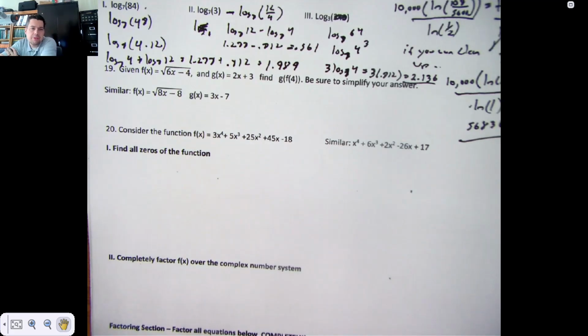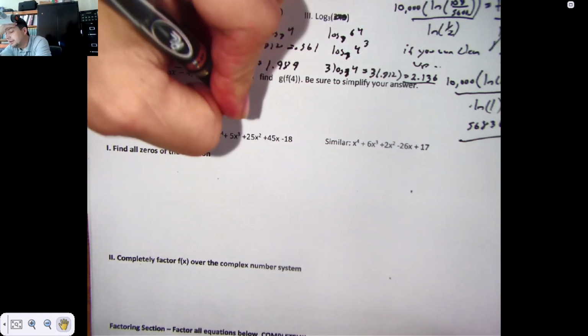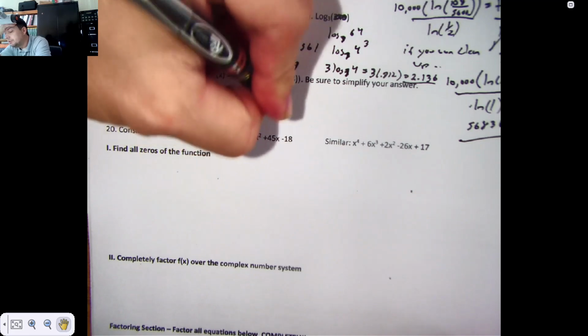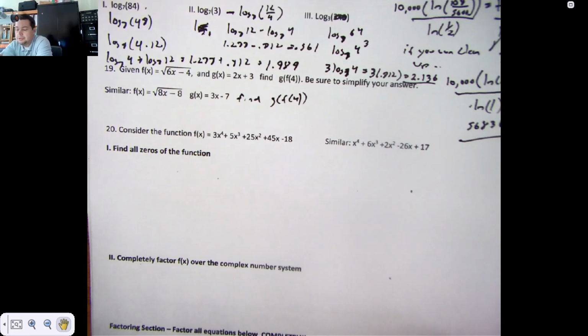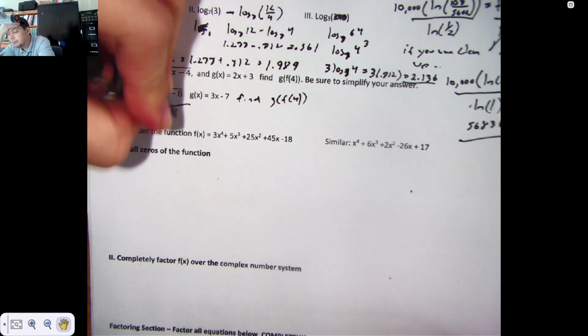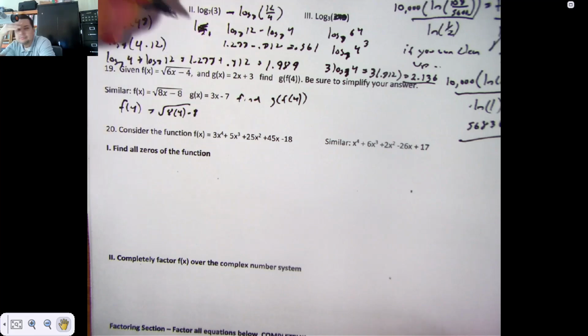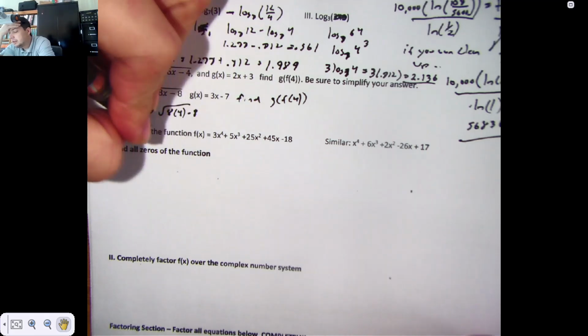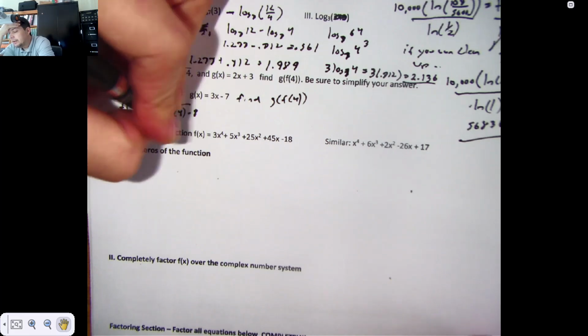19, a similar question: f of x is the root of 8x minus 8, g of x is 3x minus 7. We're still going to find g of f of 4. So f of 4 would be the root of 8 fours minus an 8. 8 times 4 is 32. You take away 8, I think you get 24. And that is going to be 4 times 6, which is 2 root 6.